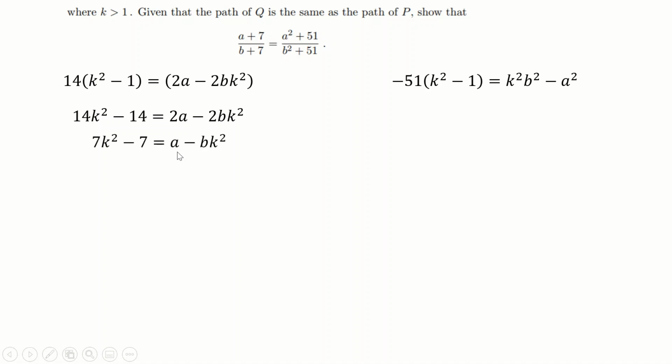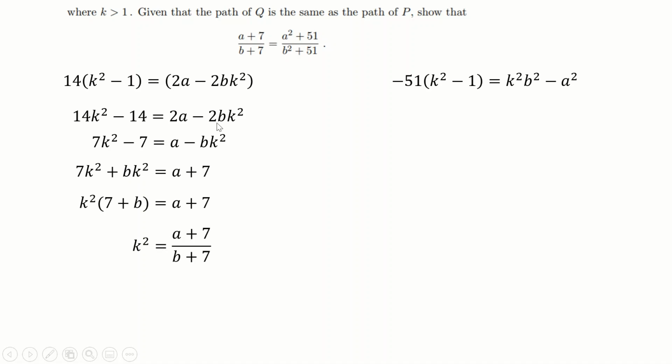These are all even, so I'll just divide by 2 while I can. Add the 7, add the b k squared, factorize out the k squared, divide through, and look at this, exactly as what's up here. So that's great.